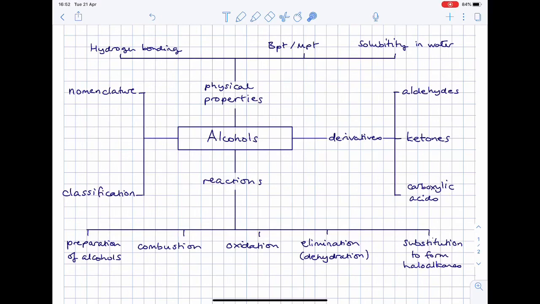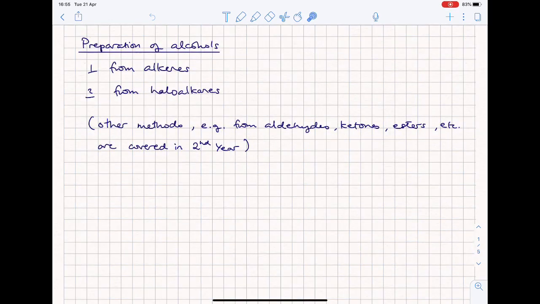We're going to look at how we prepare alcohols from other organic compounds, and this is going to be a bit of revision because the reactions we're going to look at we've already covered in previous topics. So in the first year we look at only two ways of making alcohols, and they've been covered before in previous topics. In the second year we look at other ways of making alcohols from aldehydes, ketones and esters, etc.